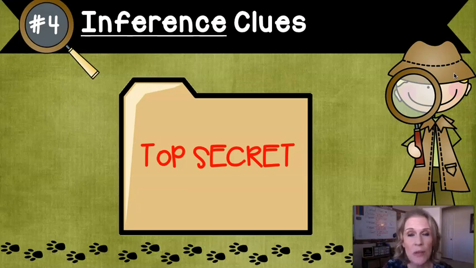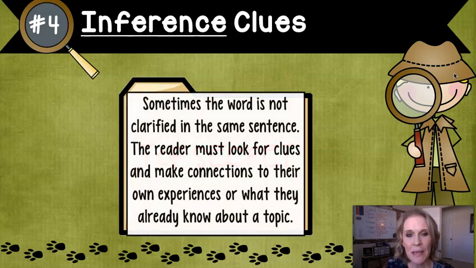Context clue number 4, and we learned about this last week, inference clues. What does that mean? Sometimes the word is not clarified in the same sentence. The reader must look for the clues and make connections to their own experiences or what they already know about a topic. Remember, we learned about this last week. You look for clues and use your prior knowledge, your schema, to help you figure out what an unknown word means.